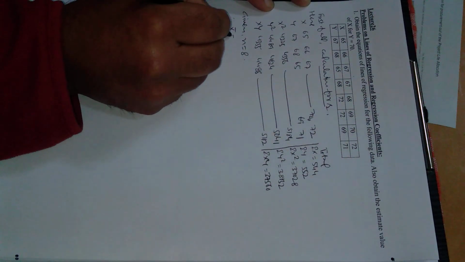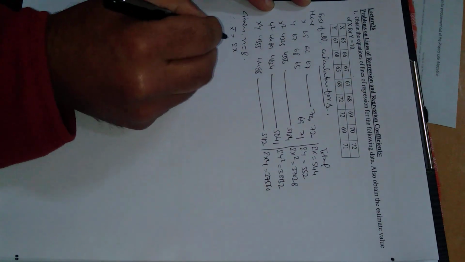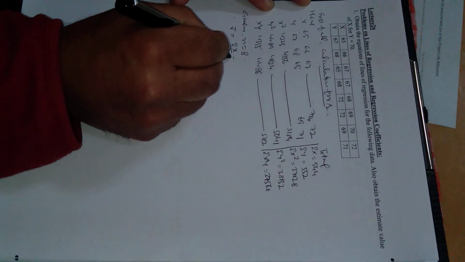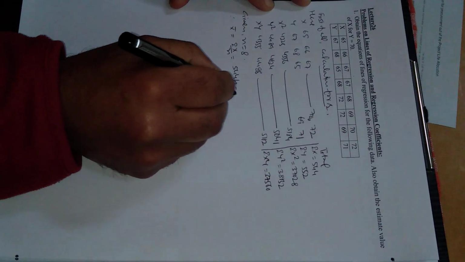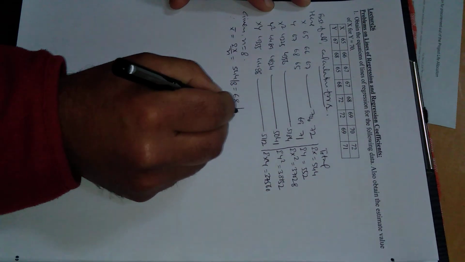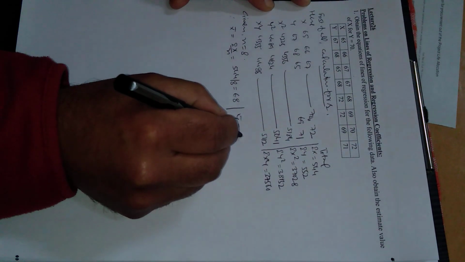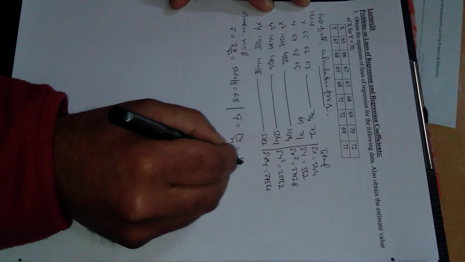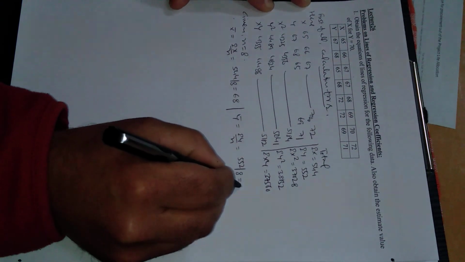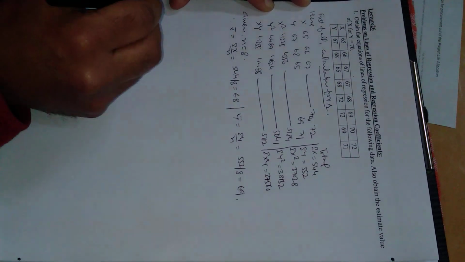Therefore x bar means summation x upon n. So summation x is 544 divided by 8, and this will come out to be 68. Similarly, y bar will be summation y upon n. Summation y is 552 divided by n is 8, so this will come out to be 69.